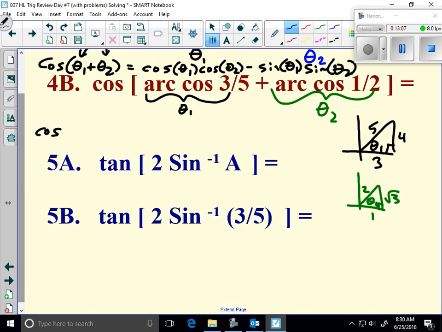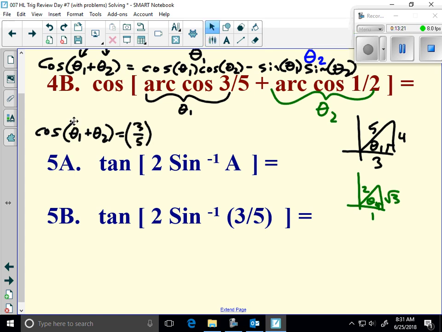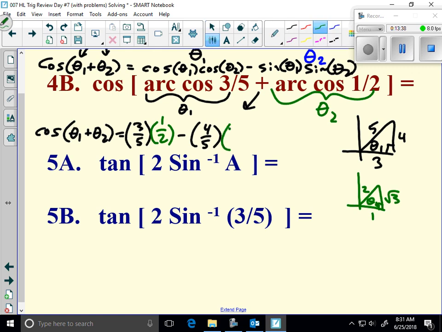So it would be cosine. So if I wanted to do the cosine of theta 1 plus theta 2, I do the cosine of theta 1, which is 3/5, times the cosine of theta 2, which is 1/2, minus, right, because if I have A plus B, I do minus in between, the sine of theta 1, which is 4/5, times the sine of theta 2, which is root 3 over 2.